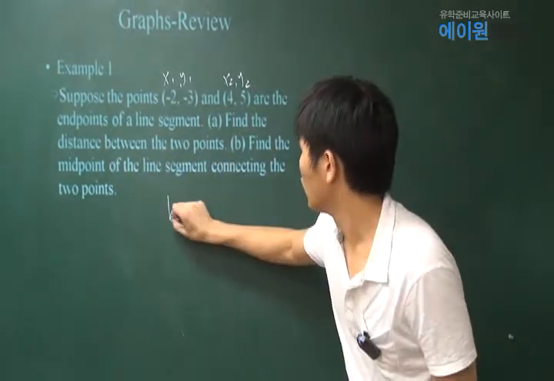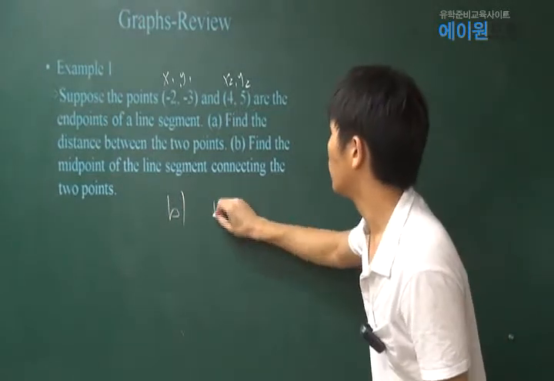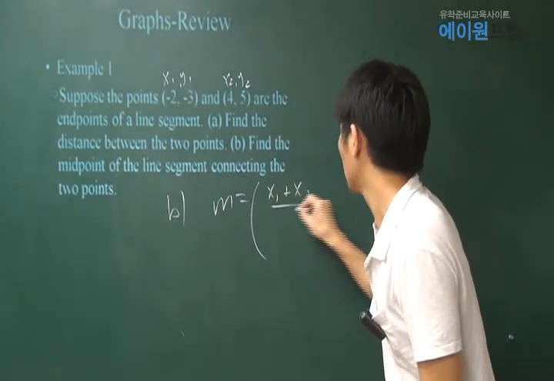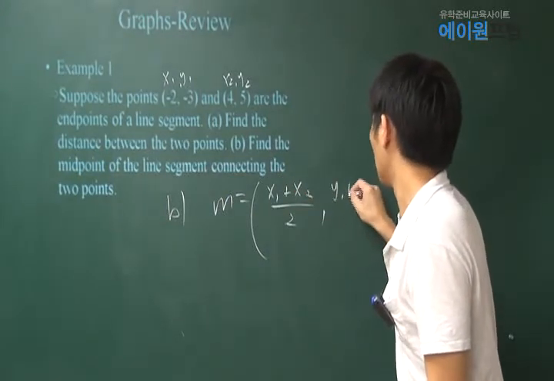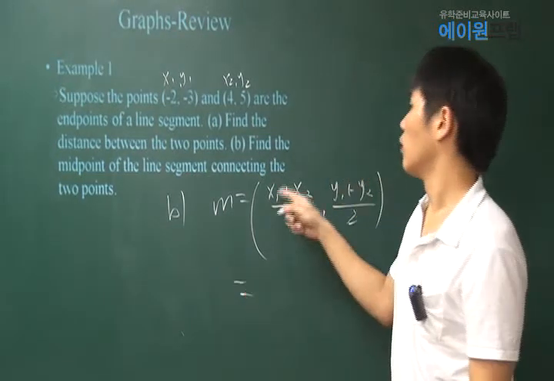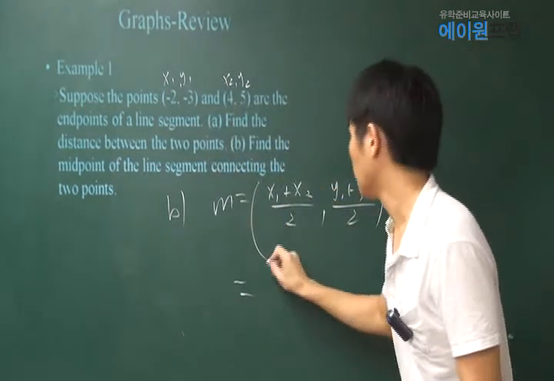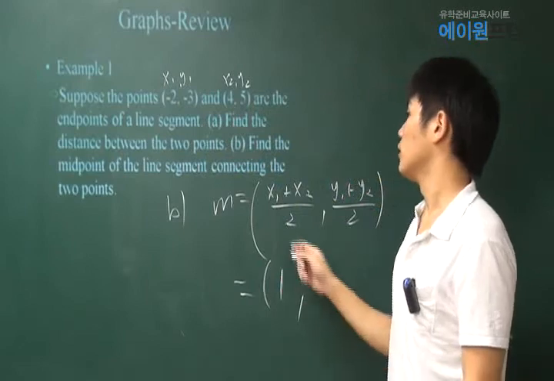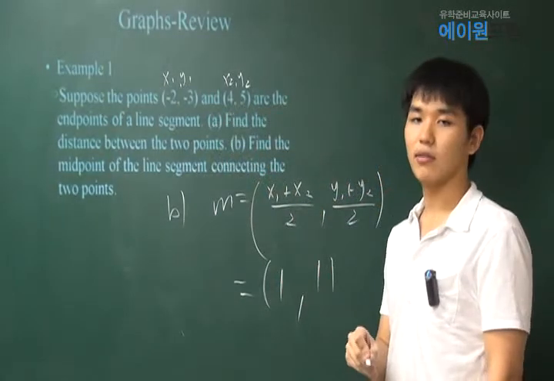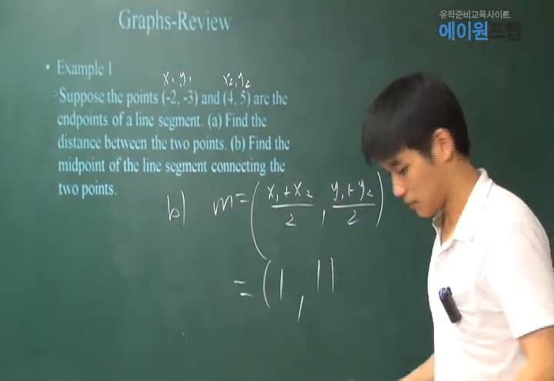What do we do? Remember, midpoint means the average of the x-coordinates and the y-coordinates. So the midpoint is given by (x1 plus x2) over 2, (y1 plus y2) over 2. Inputting, that's negative 2 plus 4, which is 2, which makes it 1. The y-coordinate is the average of negative 3 and 5, which is again 1. So the midpoint is given by (1, 1). Okay? Next question.